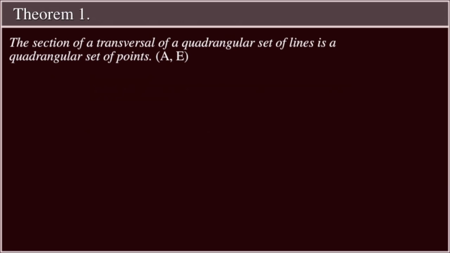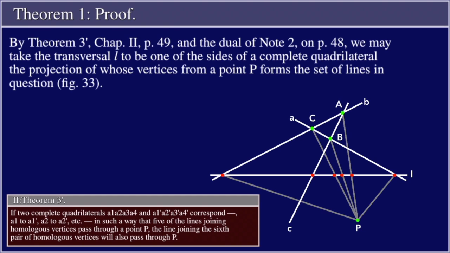Theorem 1. The section of a transversal of a quadrangular set of lines is a quadrangular set of points. Assumptions A and E. Proof. By Theorem 3', Chapter 2, page 49, the dual of Note 2 on page 48, we take the transversal L to be one of the sides of a complete quadrilateral, the projection of whose vertices from a point P forms the set of lines in question.